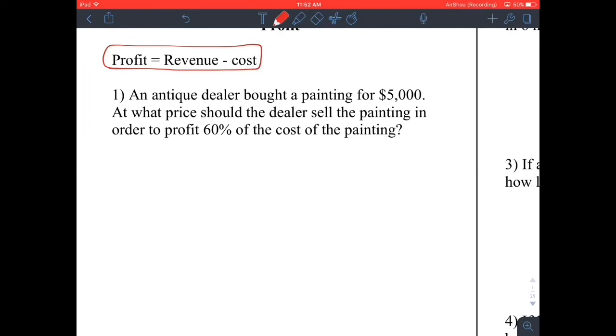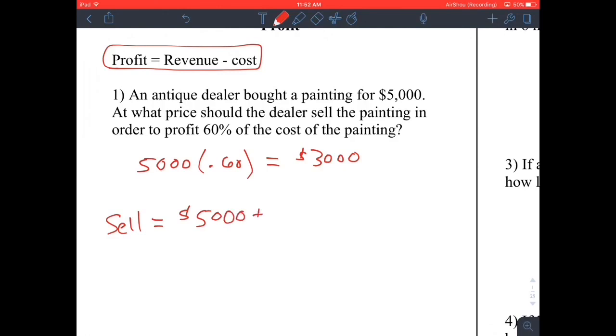But if they bought it for $5,000 and they want to make 60% more than that, we're going to multiply that by 0.60, and that's going to give us $3,000. So 60% of 5,000 is $3,000. Well, when they're going to sell it, they want to sell it for the original money that they paid for it, plus the 60%, which is $3,000. It's going to give us $8,000 total.